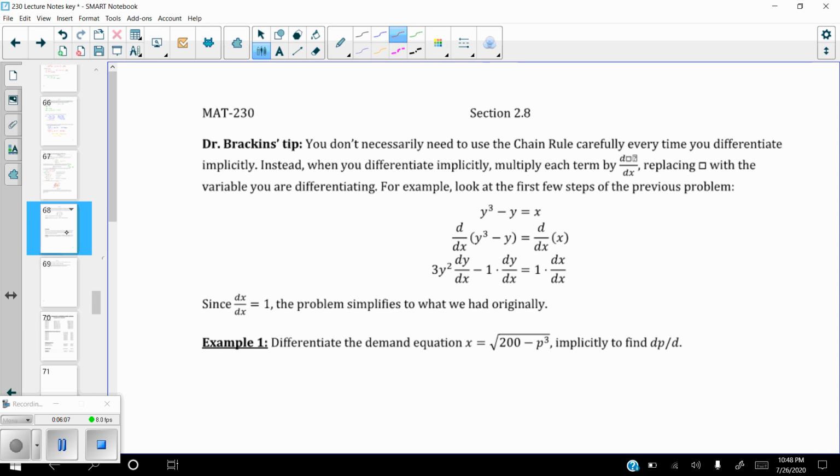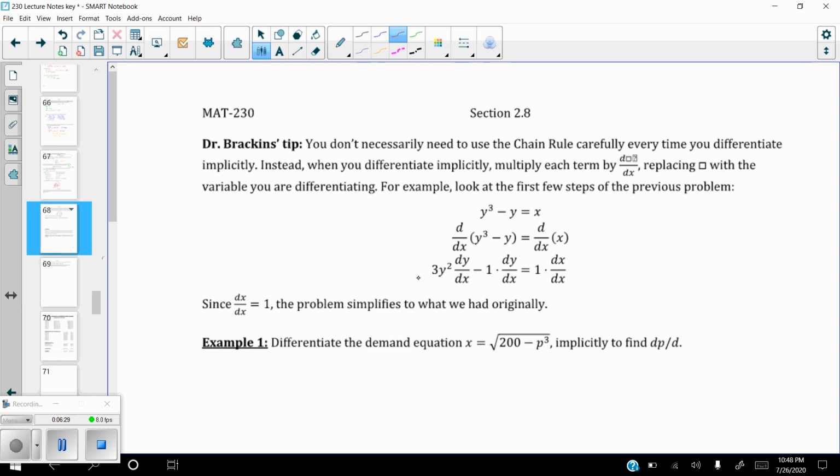So you don't necessarily need to use the chain rule carefully every time you differentiate implicitly. Instead, when you differentiate implicitly, multiply each term by d whatever over dx, replacing the box with the variable you're differentiating. That even includes x's, and you'll see we did that down here.